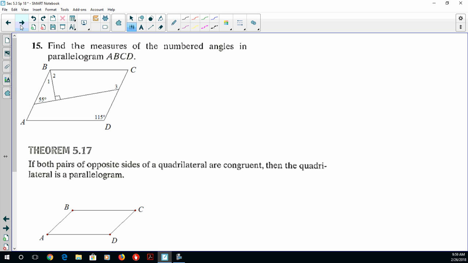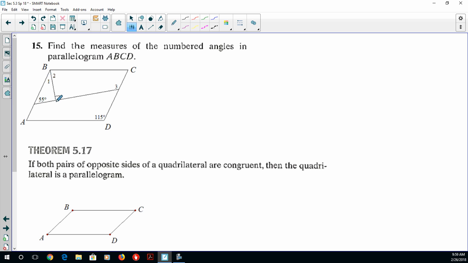Let's mark a homework type problem here. Number 15 from the end of the section. Find the measures of the numbered angles in parallelogram ABCD. And some of these are really pretty easy. Let's see. First thing, what do we know about here? We've got a right triangle.